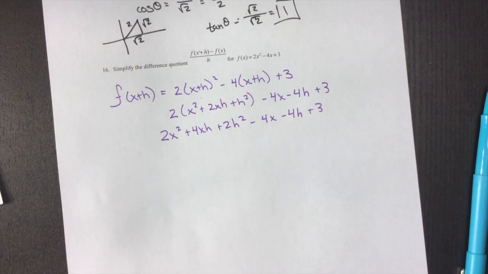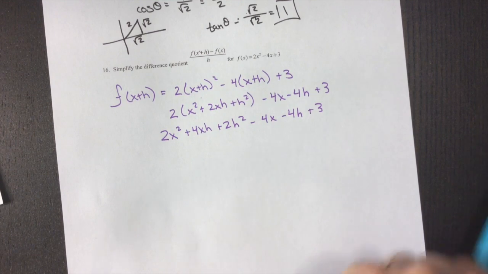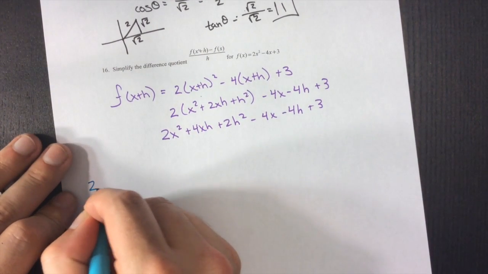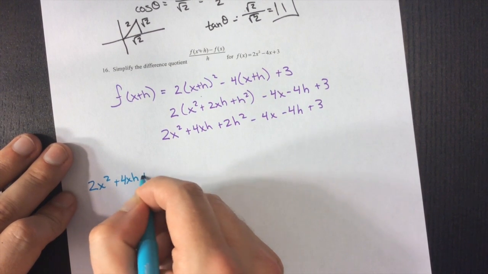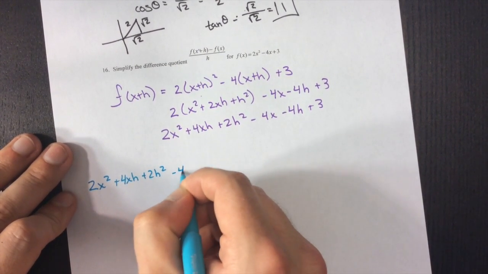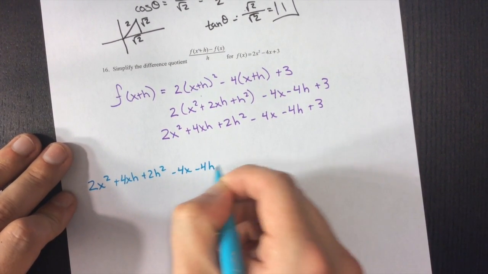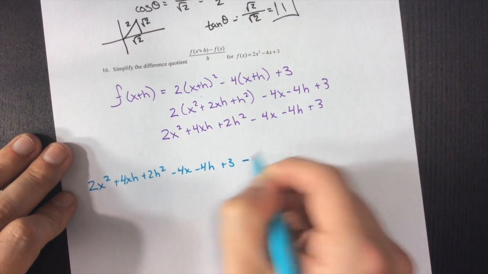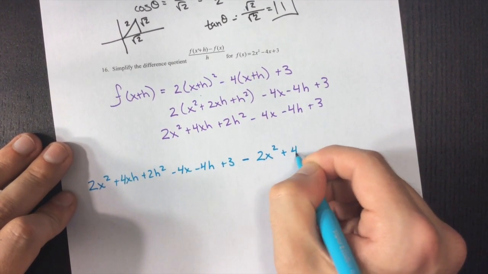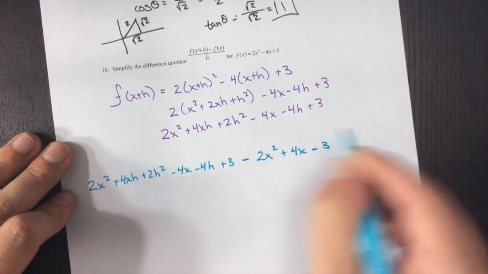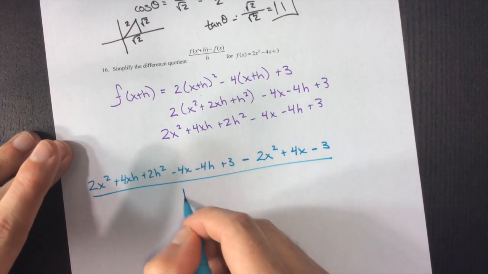So if I put it all together, let's use blue, it's 2x squared plus 4xh plus 2h squared minus 4x minus 4h plus 3 minus 2x squared. Change all of the signs. Minus 3 all over h.